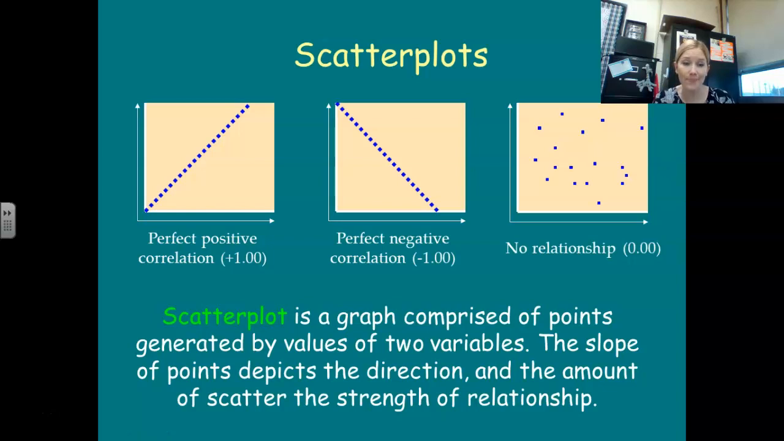Now let's talk direction. If you have a perfect positive correlation starting from the bottom left, it goes up to the top right.